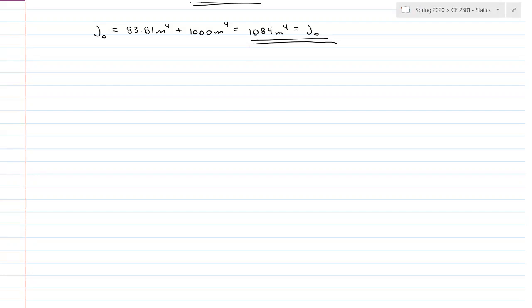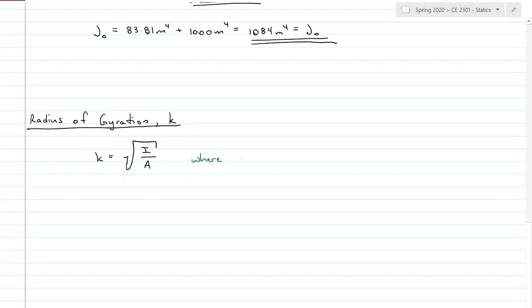One thing that is also going to come into play with column design specifically is called the radius of gyration. We represent that with a lowercase k in this course. The equation for radius of gyration, k, is equal to the square root of I divided by A, where I is equal to the moment of inertia, and A is equal to the area. So k is going to end up being a length.